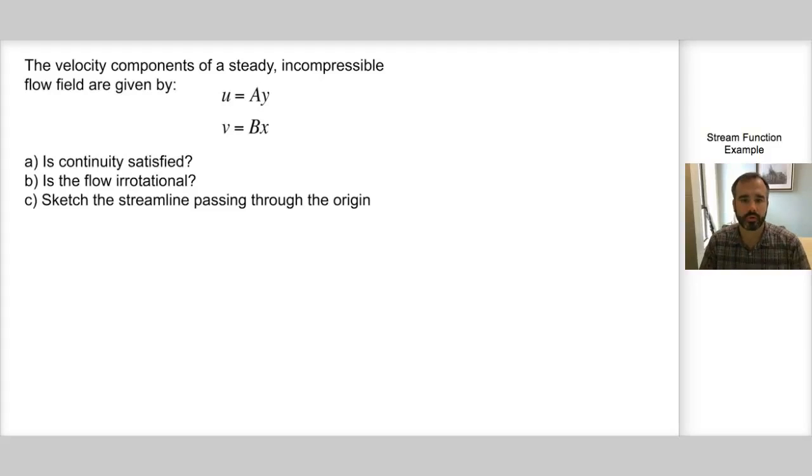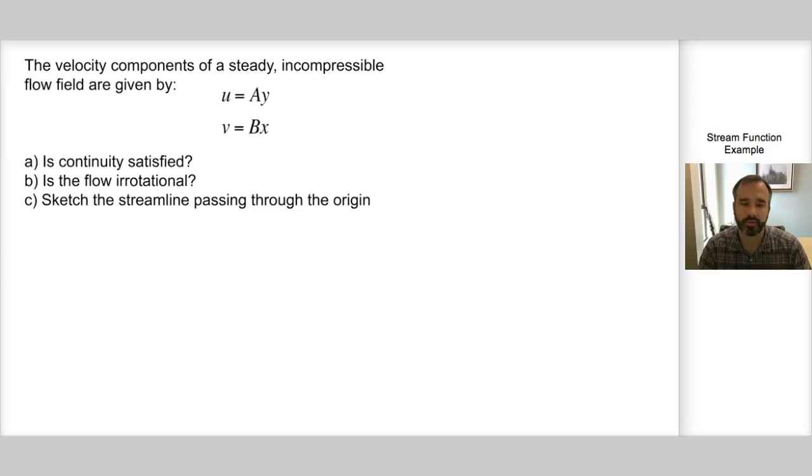In this example, we're going to look at how we can use the stream function to solve a particular problem. We're given the velocity components of a steady incompressible flow field as u equal to a times y and v equal to b times x.